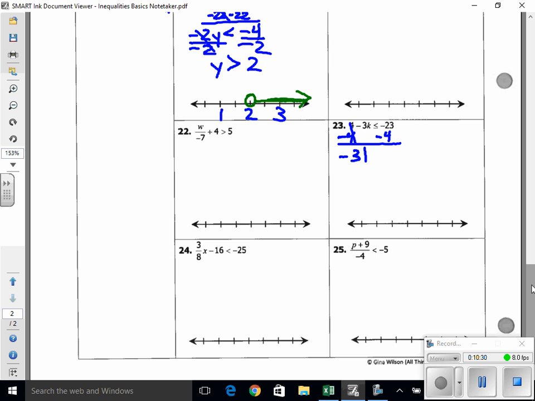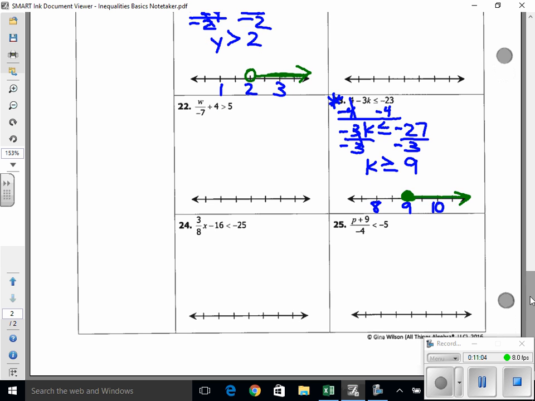Now you have -3k is less than or equal to -27. You want to divide by -3 to get rid of the coefficient. And then because you divided by a negative, you want to flip the sign to greater than or equal to. And then -27 divided by -3 is +9. Again, put a star next to that one because the flipping rule applied there too. So 9 goes in the middle, 8 goes to the left, 10 to the right. We want to put a closed dot on 9 because it's got a piece of the equal bar, and greater than or equal to is going to send it to the right. Okay, we'll do one more problem from this side.